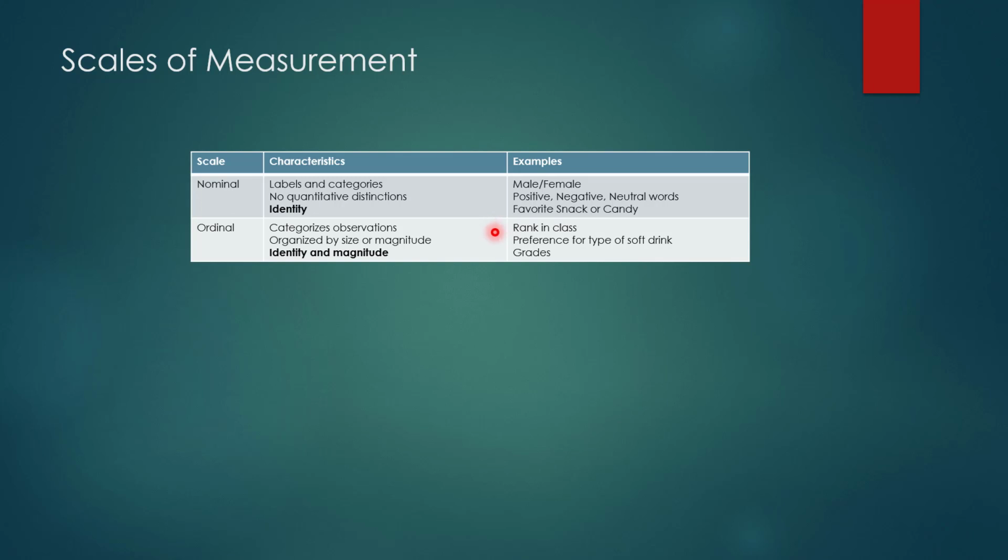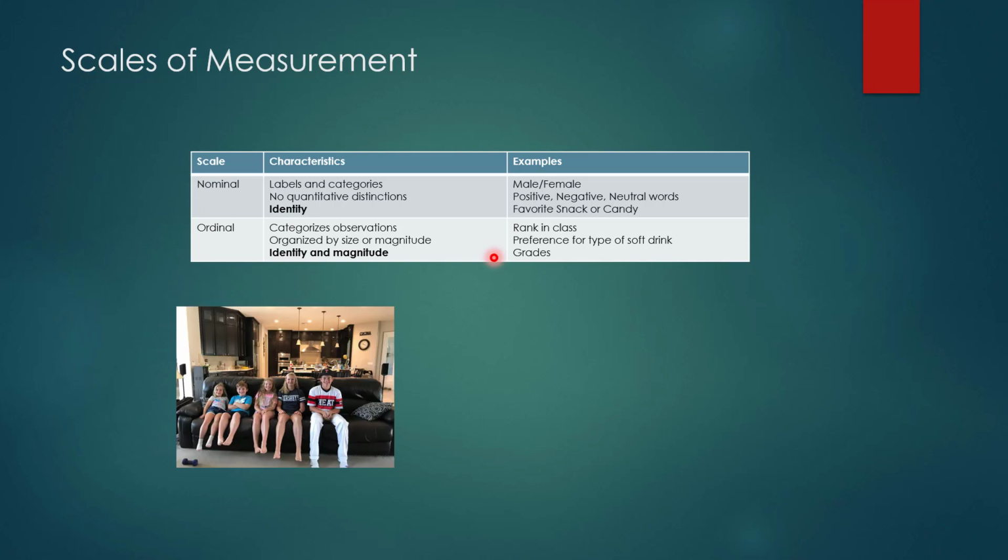As a rank in the class, maybe a preference for a type of soft drink, grade, something like that. So here we have the smallest to the biggest, or the shortest to the tallest, right? So we know which direction the individual's going. We can identify if they're in the smaller side or the larger side. We know the magnitude. We know that this is bigger than this. So we know there's a difference between them.